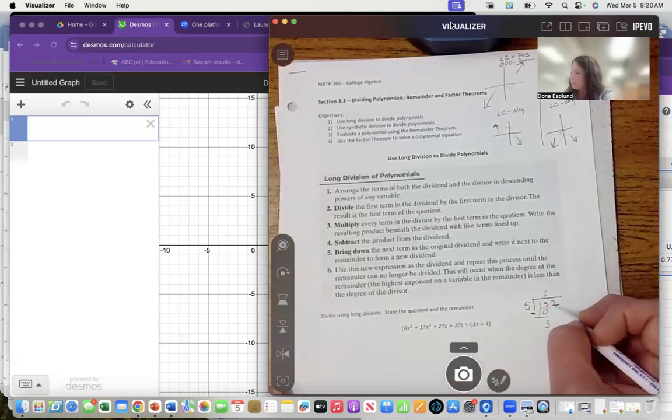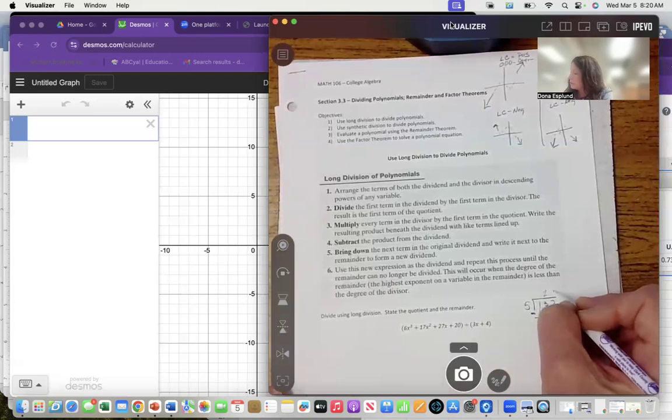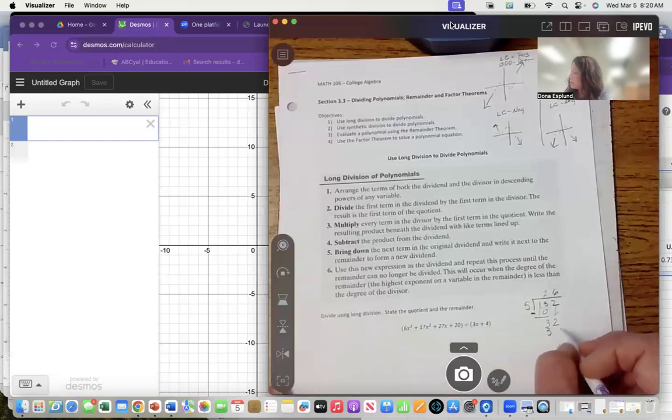And then the next step, we would drop the 2 down, correct? So we drop the 2 down, and I say, 5 goes into 32 how many times? 6. Yep. 6 times 5 is 30. And then I have a remainder of 2.